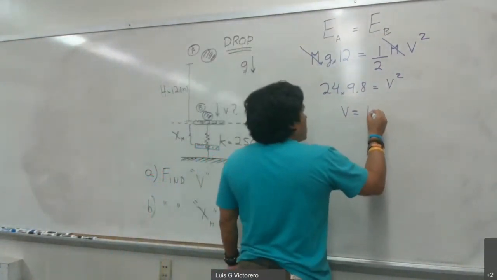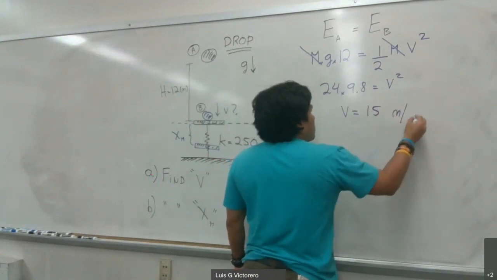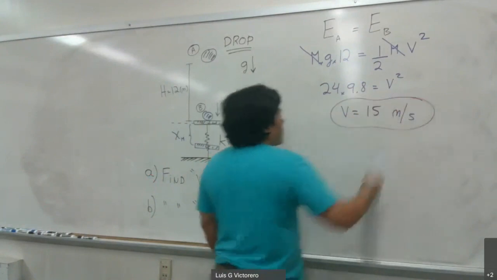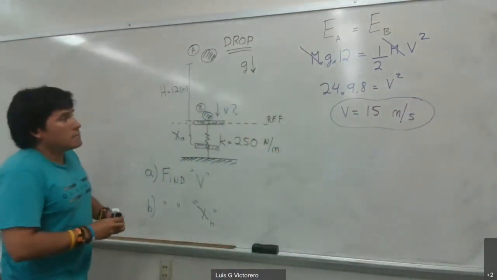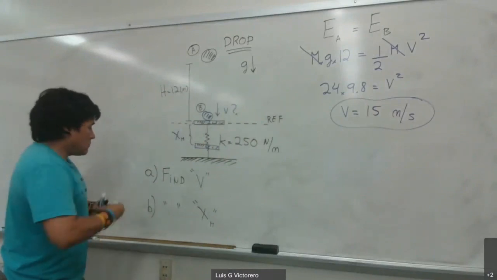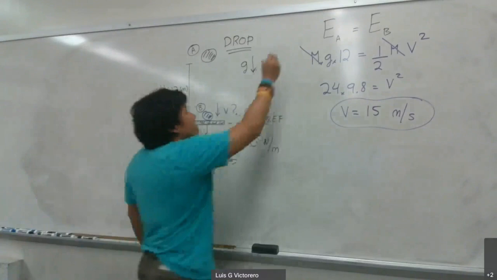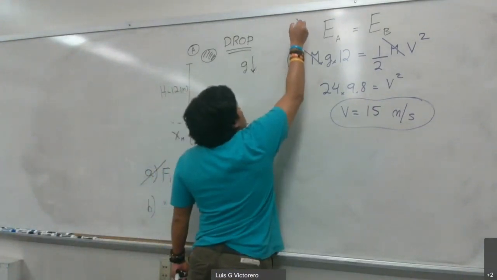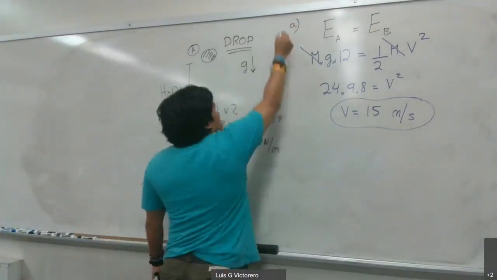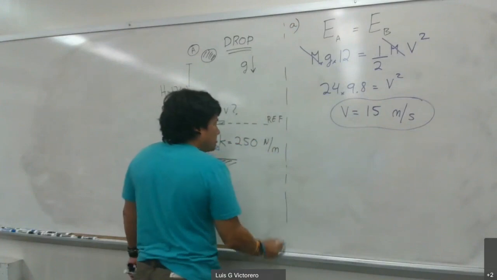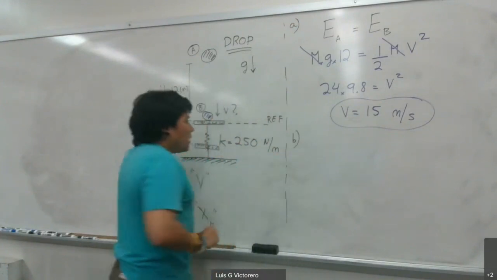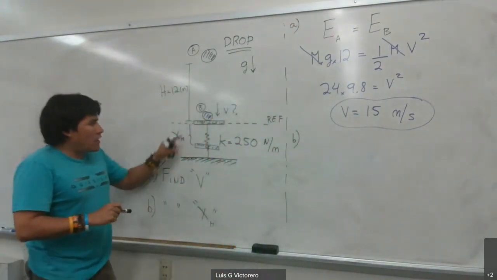15 meters per second. Right. That's part A. What about part B? I want to find the maximum compression of the spring.